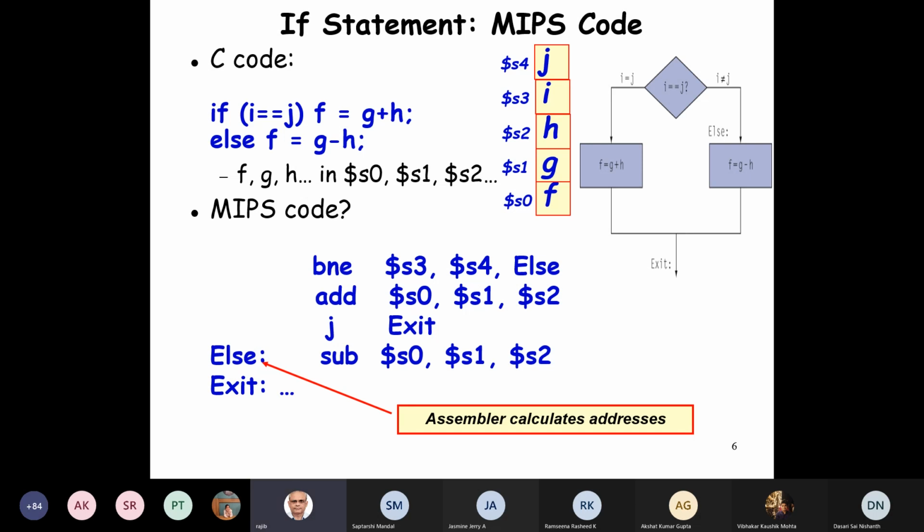Now, what will be the MIPS code? How do we write the MIPS code for this? Okay, i and j are compared. i and j are in S3 and S4. So branch not equal is the instruction we use. If S3 is not equal to S4, we jump to the else part. Otherwise, we do the addition g plus h and store the result in S0, that's f, and then jump to exit.